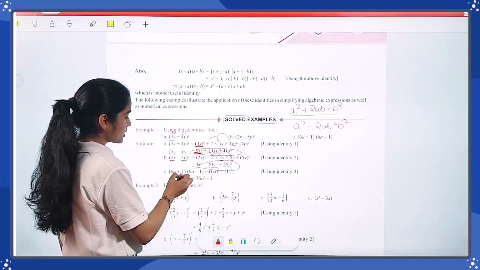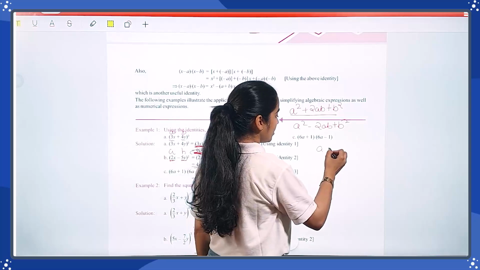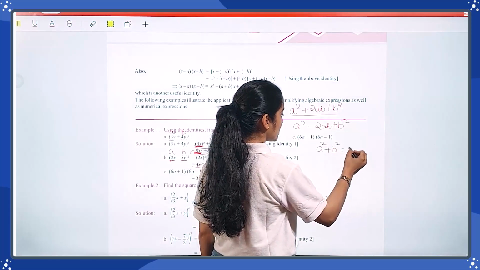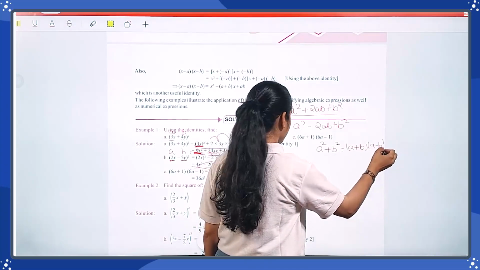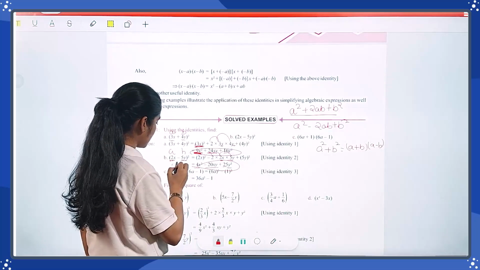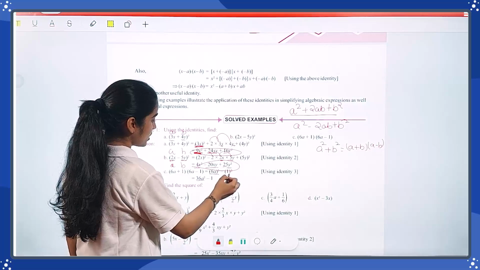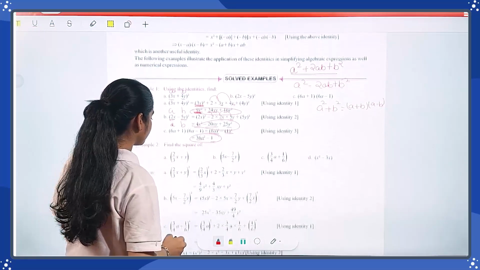Now 6a plus 1, 6a minus 1, which is the identity of a square minus b square, which means a plus b and a minus b. So now a is this, b is this. So a square is 36a square, 1 square, b square is 1. So this is your final answer.